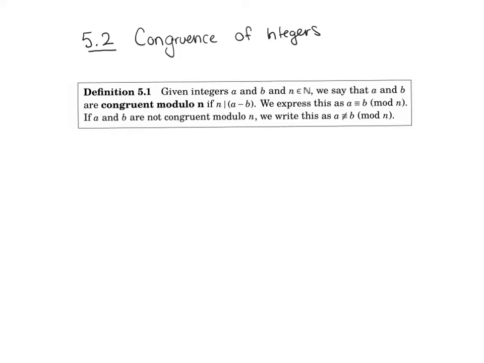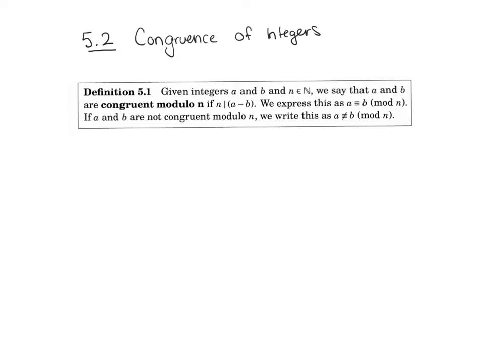Section 5.2 talks about congruence of integers. So in order to be able to prove some more things, and based on our proof techniques we know, we're going to define this new idea of congruence. I've included the textbook's definition, and I think it's important to practice going through and reading these definitions and making sense of them. So let's go through and look at what this definition says.